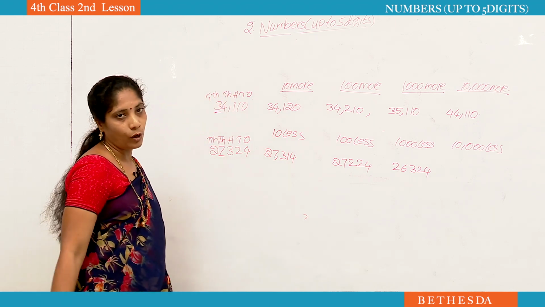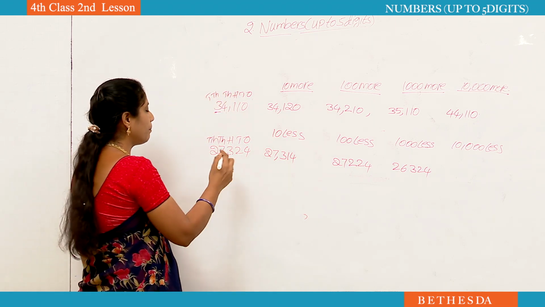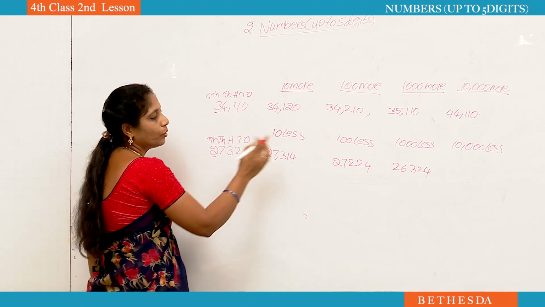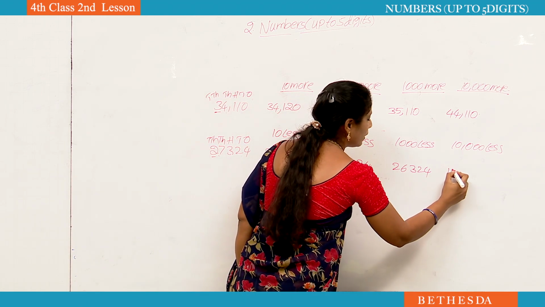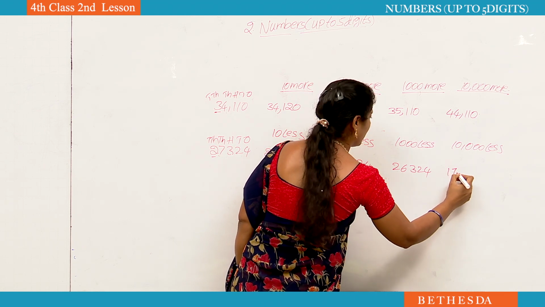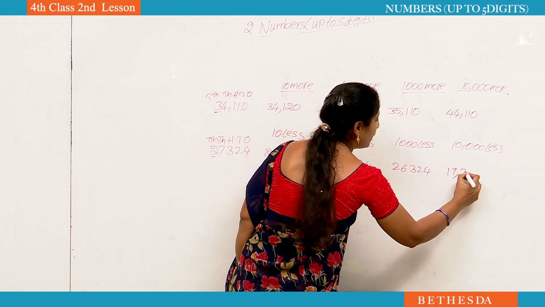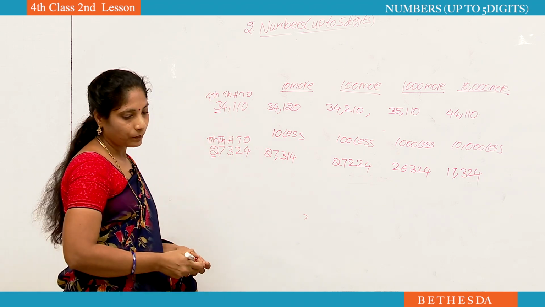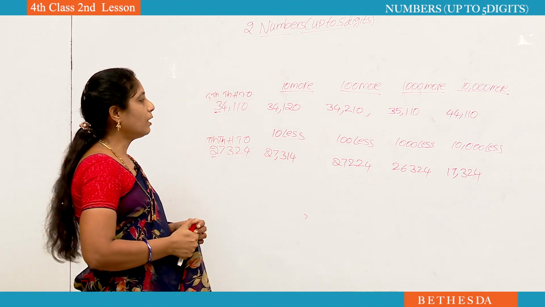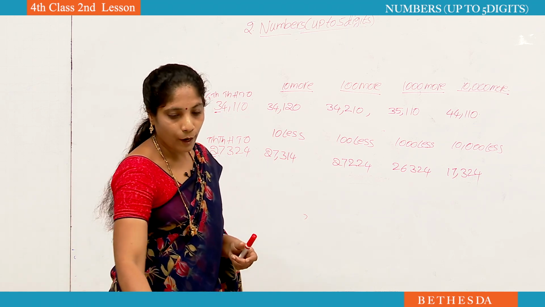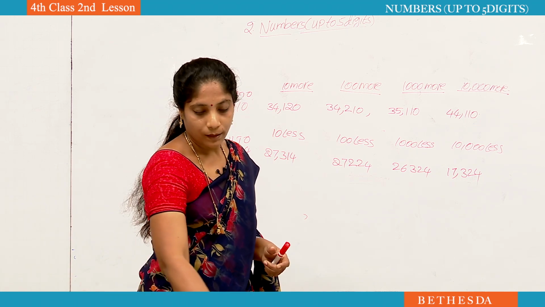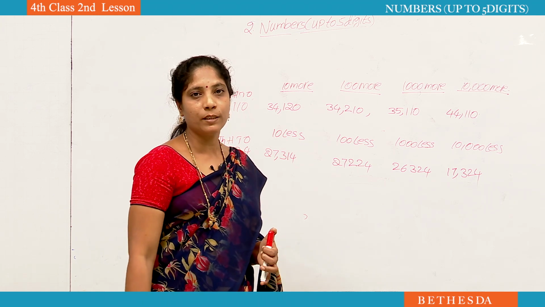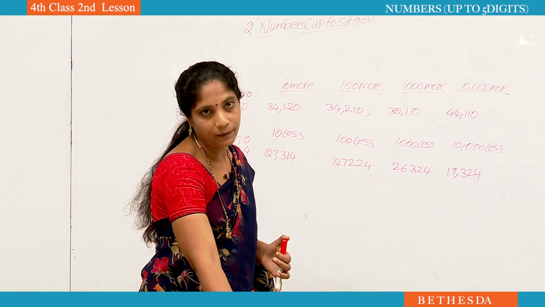If you subtract 10,000 from any number, the number's 10,000s place will change. What is the 10,000s place number? 2. 2 minus 1 is equal to 1. 17,324. Now, did you understand? Okay, see here. I hope you all understood this topic. By these topics, you can complete your second lesson. Thank you.